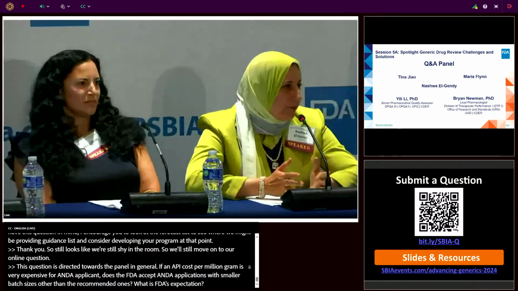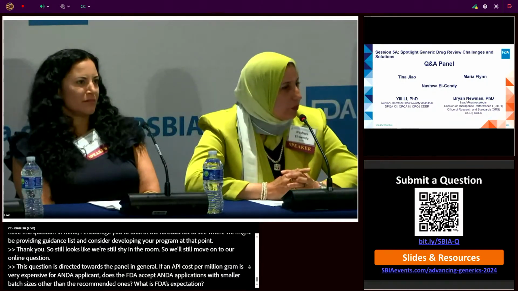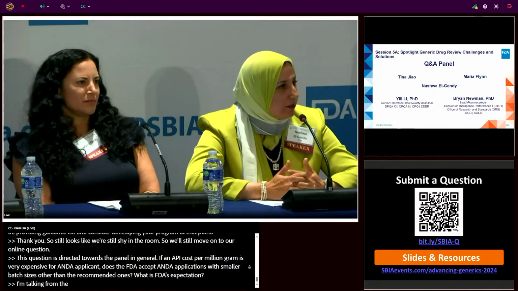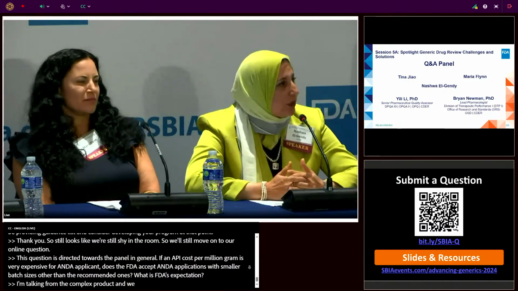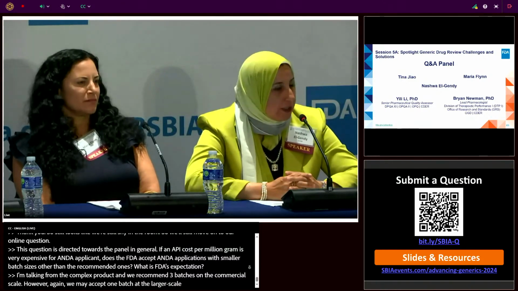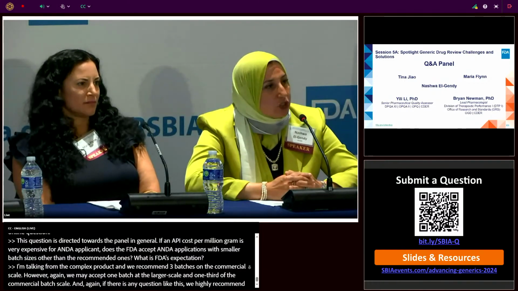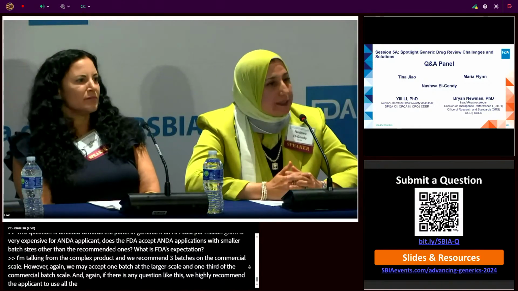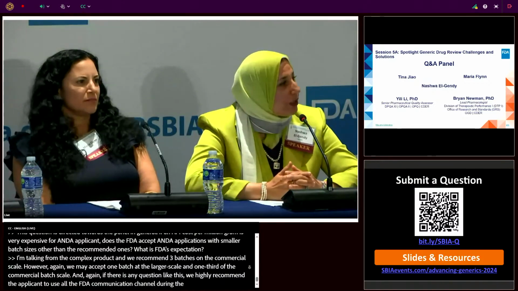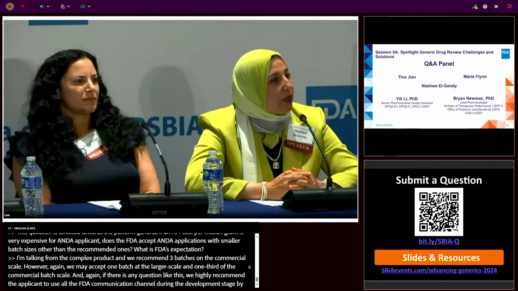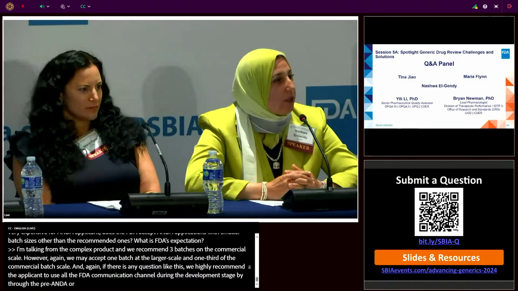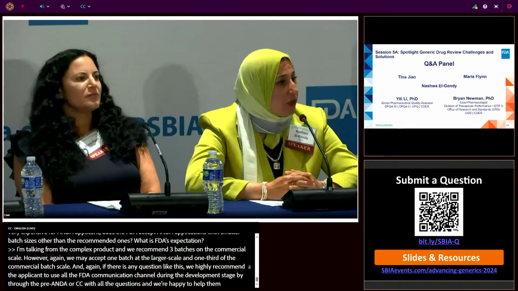So I'm talking, for example, for the complex drug product, we usually recommend 3 batches on the commercial scale. However, we may accept 1 batch at a large scale and 2 batches at 1/3 of the commercial batch scale. And if there are any questions like this, we highly recommend the applicant use all the FDA communication channels during the development stage, through the pre-ANDAs or CC, with all the questions, and we are happy usually to help them with clarifying any question they have.